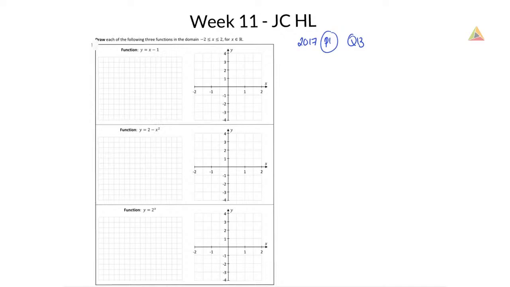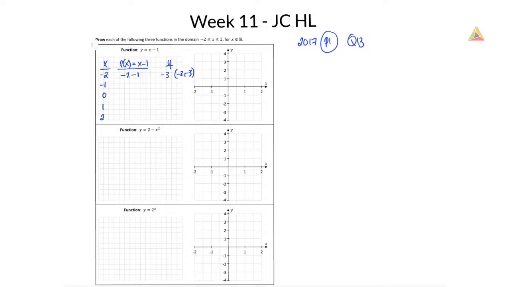So what we do is draw out our table. So our x values go from minus 2, minus 1, 0, 1 and 2. And our rule is f of x, in other words y, is equal to x minus 1, and our y values then. So f of x is x minus 1, so it's going to be minus 2 minus 1, which is minus 3, which means the point is minus 2, minus 3.